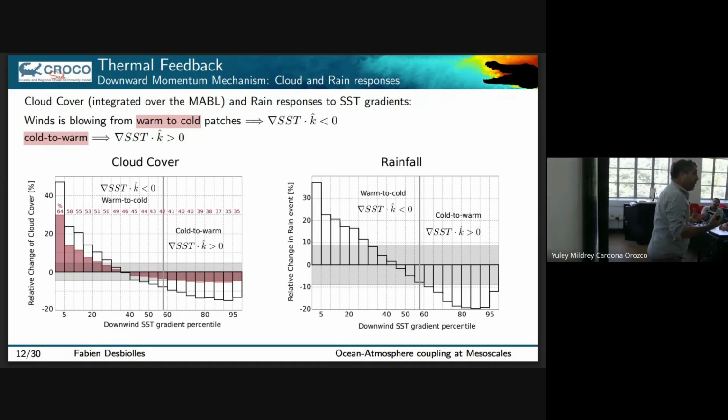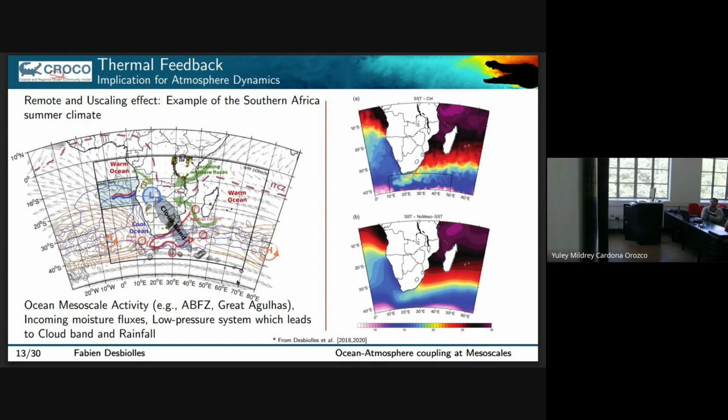So if we take into account the relative change, I did that over Southern Africa. To respond to that question, if we take that into account in a model, what is actually the atmospheric response? Here we are in Southern Africa, and we are interested in summer climate. And for summer climate, one of the most important things is the rainy season, which is this low pressure system there at the border of Angola and Namibia.